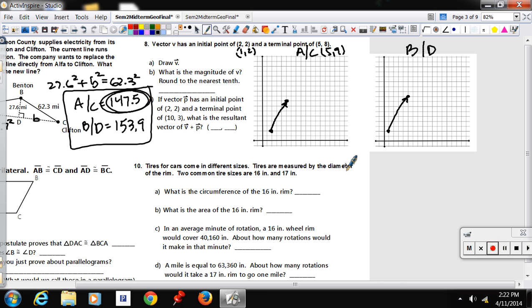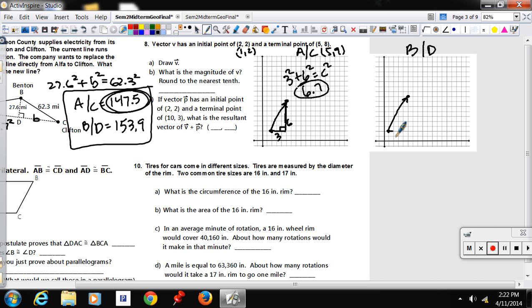So those were your two vectors. The first question, letter B, is asking for the magnitude. How long is it? What's the length? You could have done distance formula, or you could have done Pythagorean theorem and made a right triangle. 3 and 6 here, so it would be 3 squared plus 6 squared equals c squared. And you would get 6.7 for the magnitude of your A or C test.